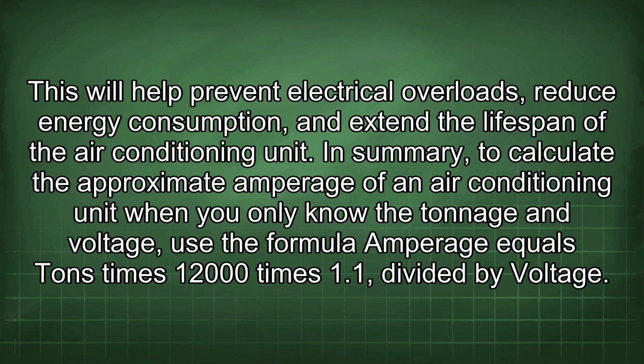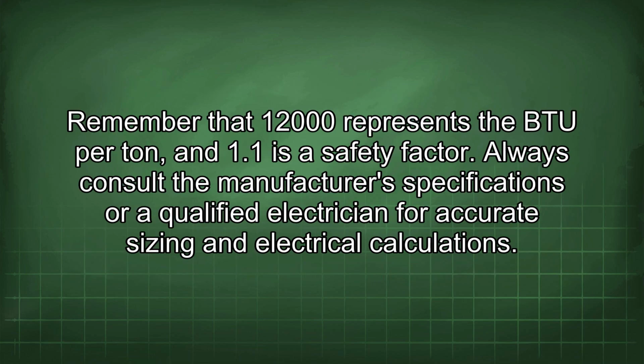In summary, to calculate the approximate amperage of an air conditioning unit when you only know the tonnage and voltage, use the formula amperage equals tons times 12,000 times 1.1 divided by voltage. Remember that 12,000 represents the BTU per ton, and 1.1 is a safety factor. Always consult the manufacturer's specifications or a qualified electrician for accurate sizing and electrical calculations.